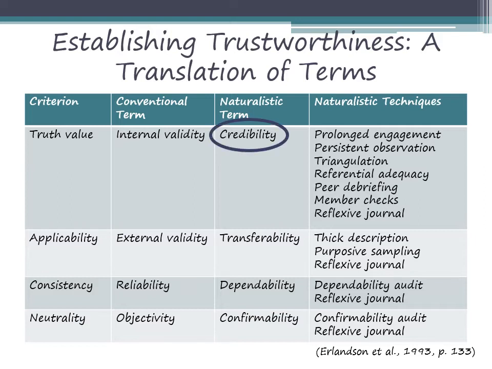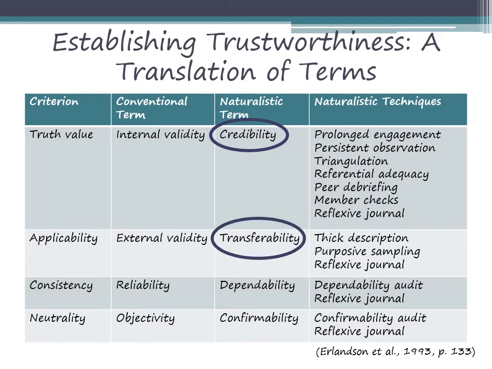So, the term credibility is used for the criteria of truth value of a study and replaces the quantitative concept of internal validity. A credible study is one where the researchers have accurately and richly described the phenomenon in question. This ensures that the data is accurately represented. Credibility is assessed by answering the question of whether the researcher's presentation of the phenomenon under study is deemed correct by the participants who experienced the phenomenon. In other words, the participants whom the researchers worked with to generate their data.